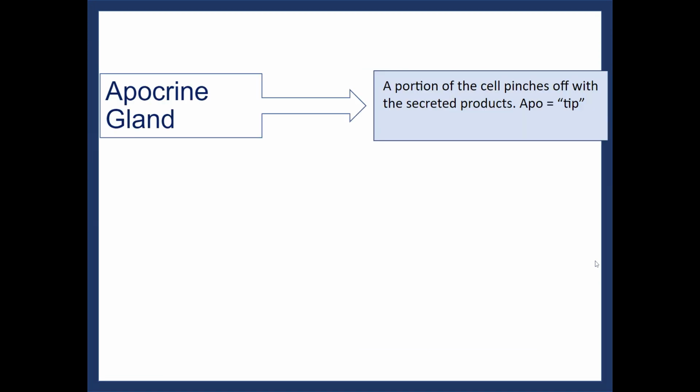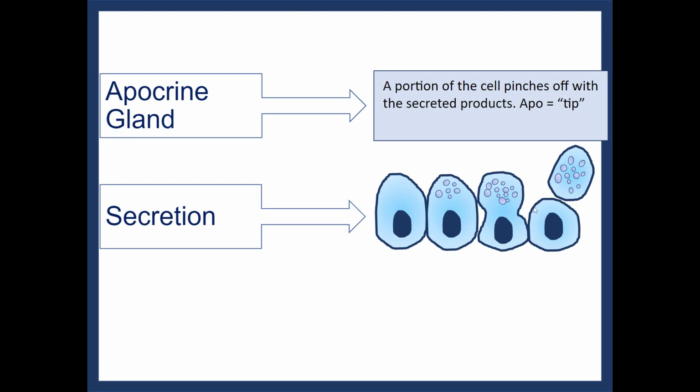Now, talking about types of exocrine glands here. The first was a merocrine gland. The second is an apocrine gland. And an apocrine gland also secretes substances, but to do that, it pinches off part of the cell. And that's what apo means. It means like the tip of the cell or like a tiny portion of the cell.